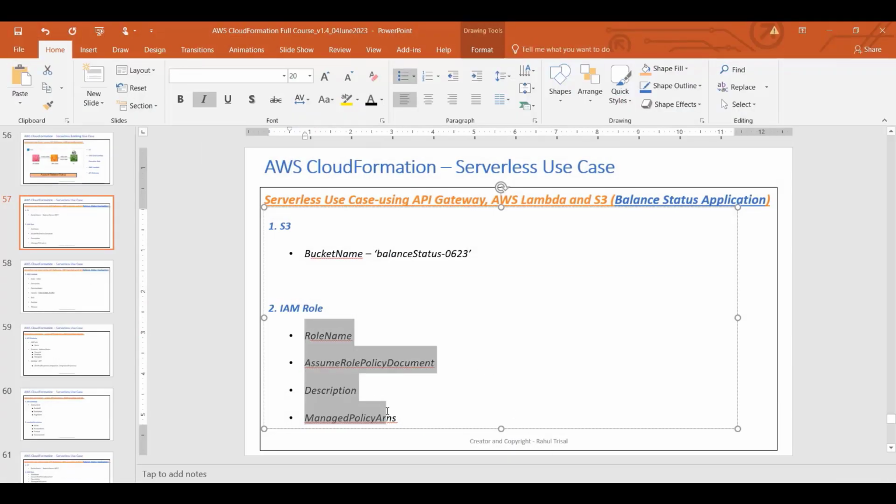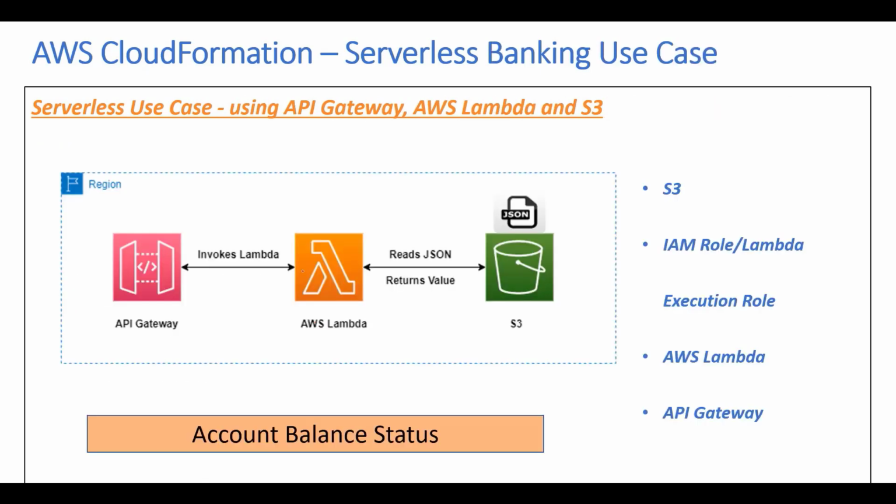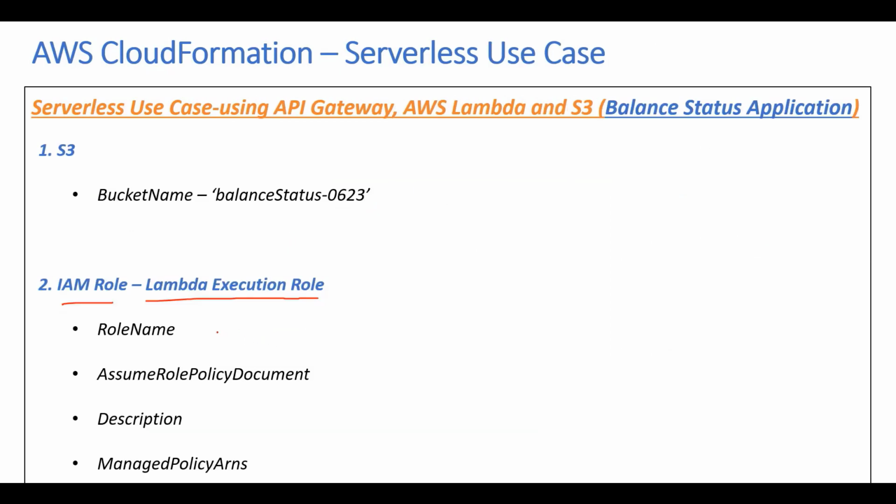In this lecture, we're going to create a Lambda execution role, basically an IAM role, which gives access to the Lambda function to be able to retrieve data from the S3 object. So if you look at the architecture diagram here, we have the Lambda function. Now it needs access to this S3 bucket to be able to read the data in this JSON file. So we'll create an IAM role and attach it to the Lambda function. These are some of the attributes we're going to add to our IAM role, which is the role name, assume role policy document, description, and managed policy ARNs.